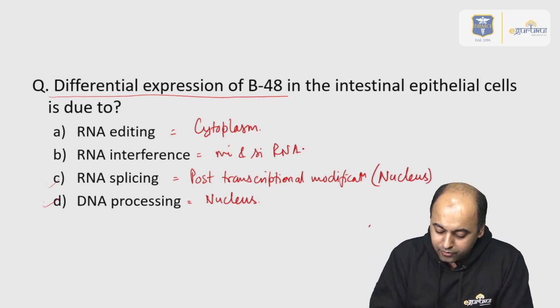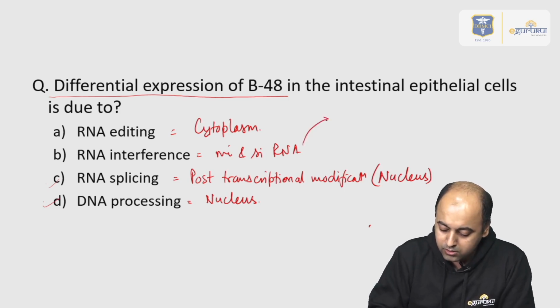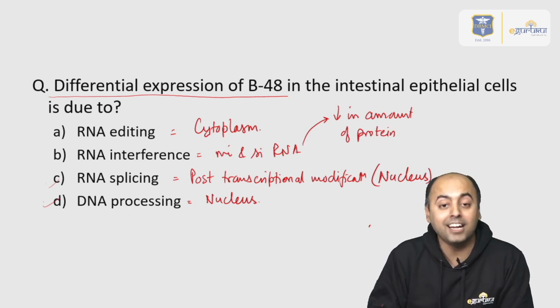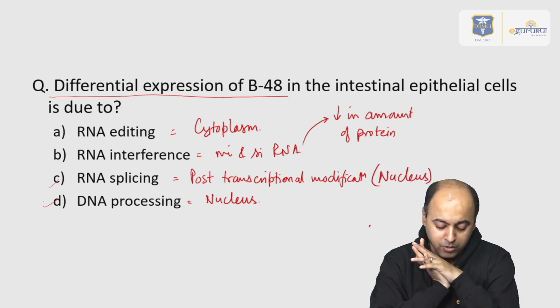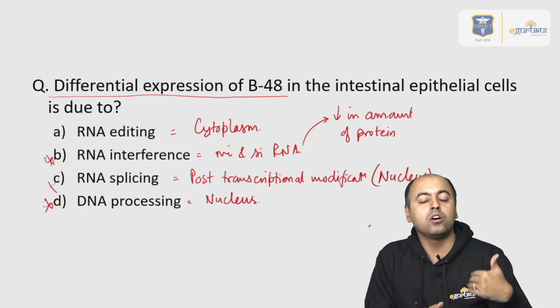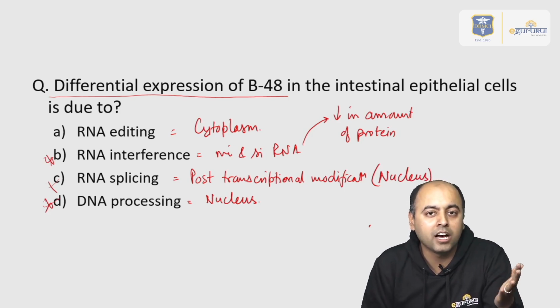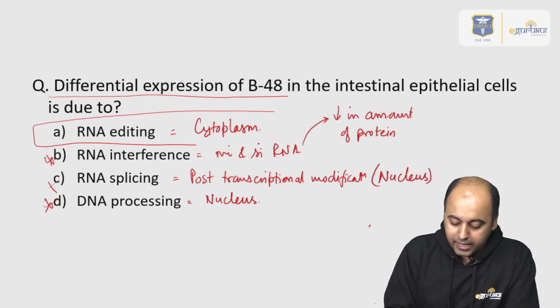Now RNA interference, the action of RNA interference is a decrease in the amount of protein. It does not change the type of protein, it only decreases the amount of protein which will be formed. So again, this cannot be the cause for B48 being formed from an RNA which is going to give us the B100. So we are left with RNA editing.